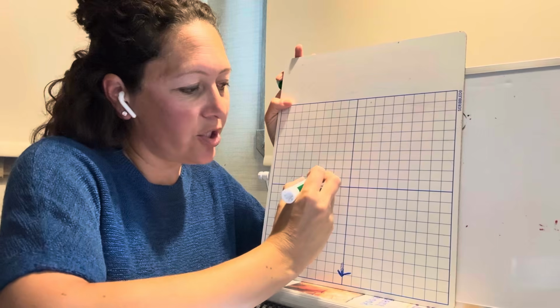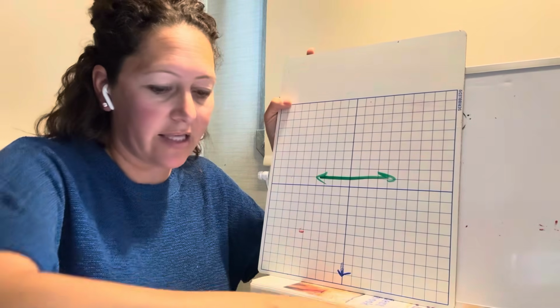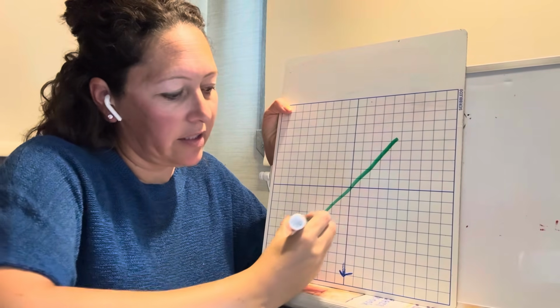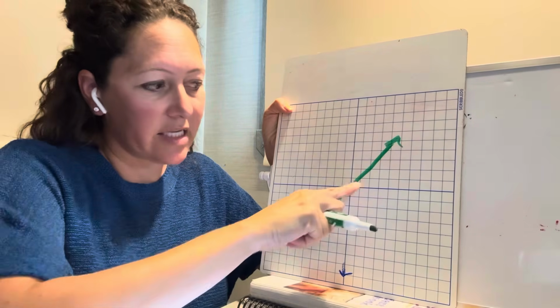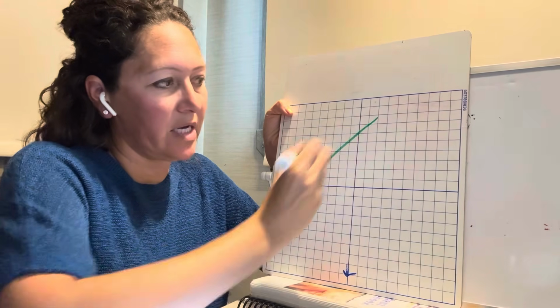But they should hopefully start to be able to recognize that a constant graph looks like this. A linear graph looks like this. It doesn't have to go through the origin. I'm just drawing it that way because we see it. It could be up here.